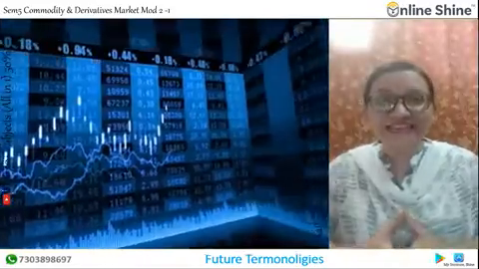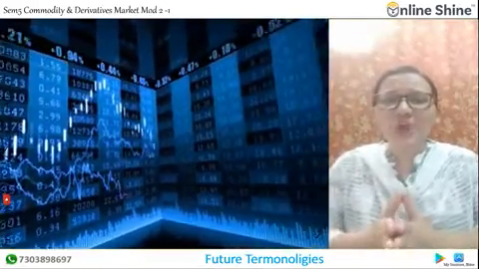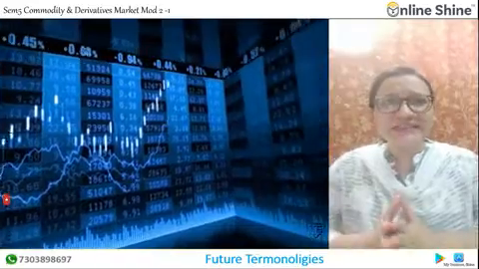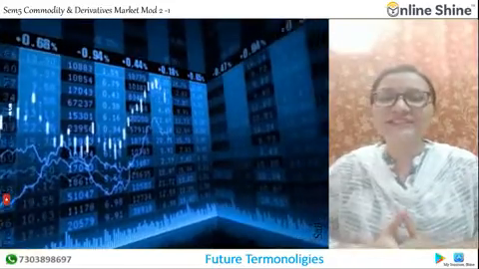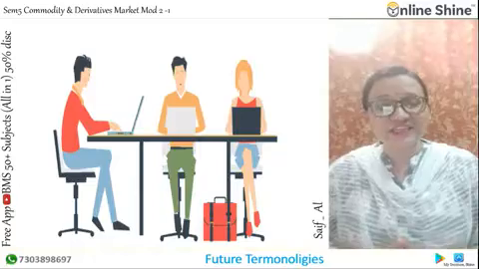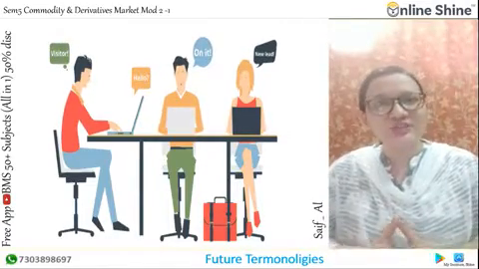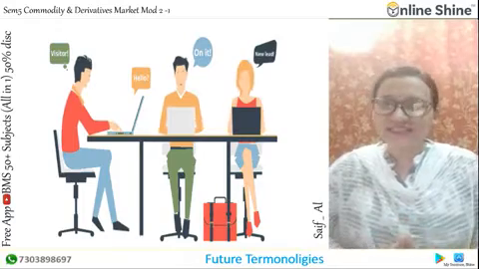Next terminology is the cost of carry. The cost of carry means the cost associated with carrying the investment or any financial instrument. It's called the carrying cost. For example, brokerage fees, insurance or any other charges are included in the cost of carry on the investment.